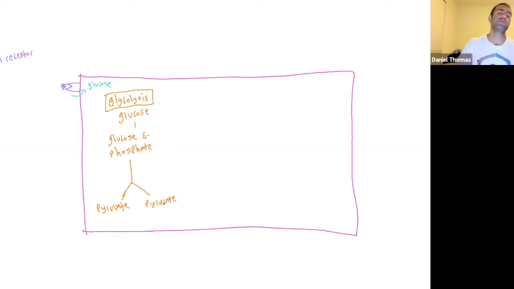Now, pyruvate is an interesting molecule. And it's interesting because, I got to talk about the coenzymes. And pyruvate is interesting because its fate depends on whether or not there's oxygen. But anyways, so let me write this down for you.